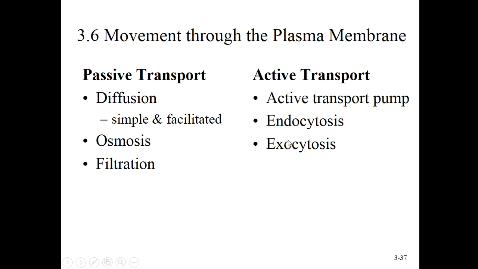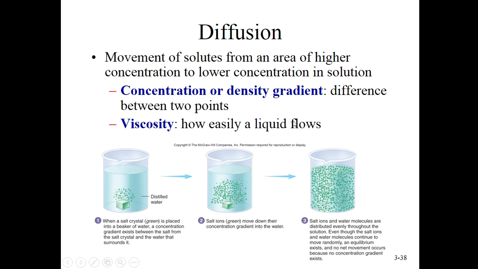Endo and exocytosis are vesicular transport mechanisms. This means we're going to use a vesicle to pump something out in exocytosis, or pull the cell membrane in to form a vesicle and package our stuff in endocytosis.